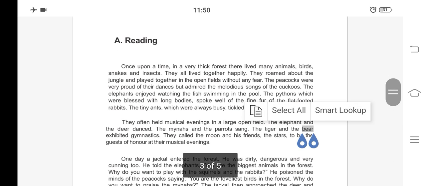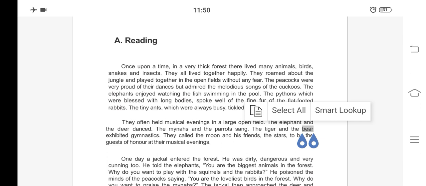Today we will continue this lesson. This lesson is about the animals which lived in the forest. So we will read the lesson.